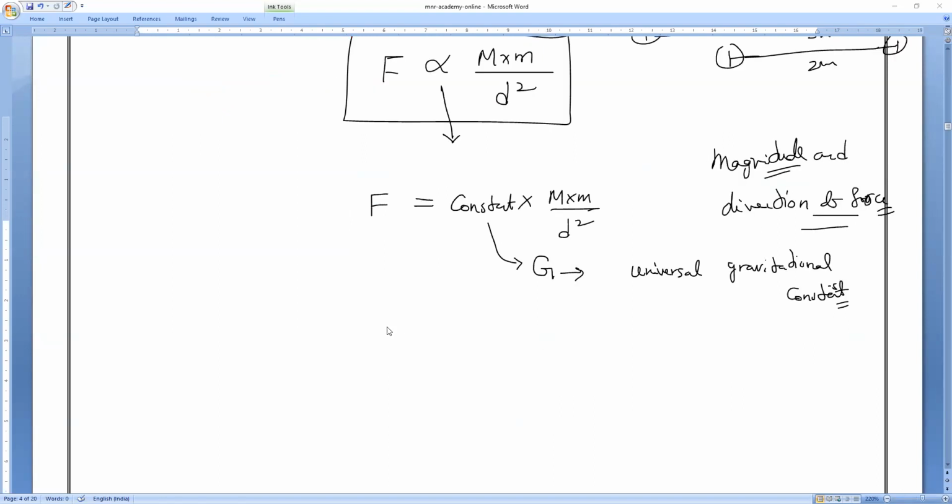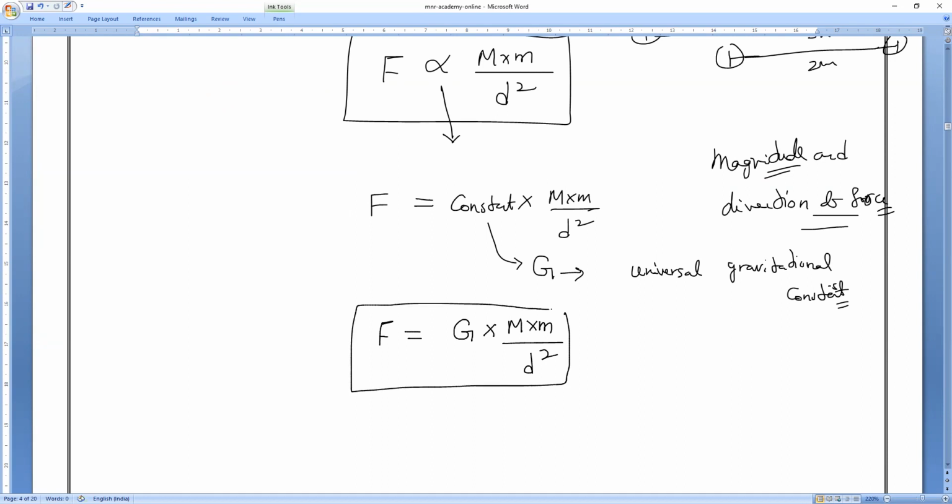So make it capital G. If you do that, the formula will be modified into F equals capital G into capital M into small m divided by d square. This is the formula for the universal law of gravitation. It is used to find the force of attraction between any two bodies in the universe. Are you clear, everyone?